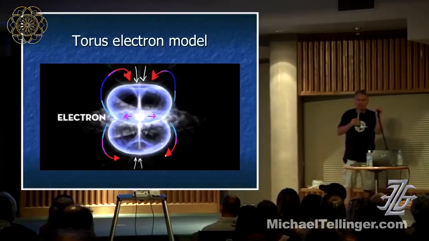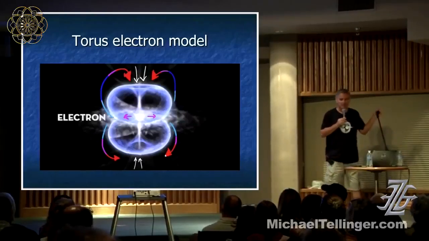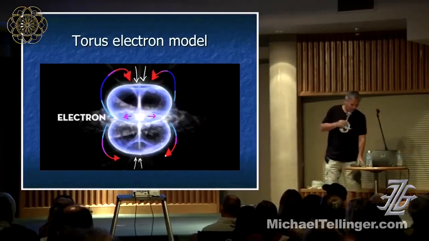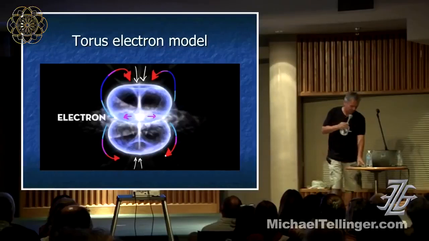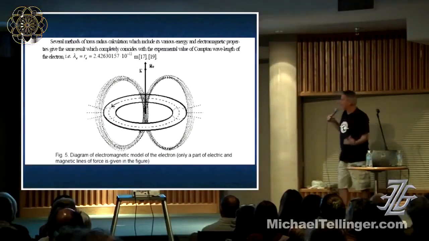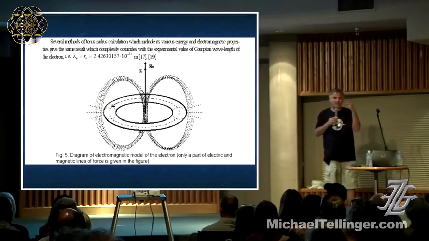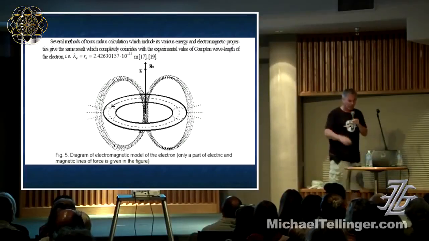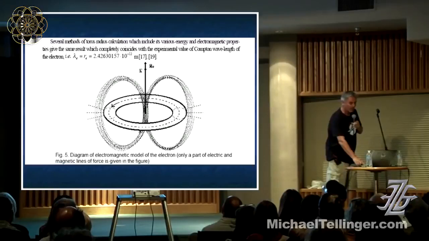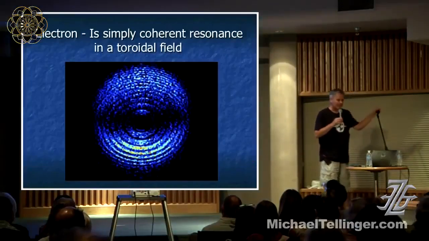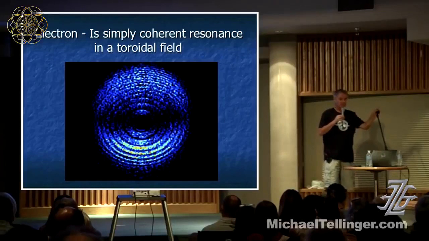The torus electron model, this is what an electron actually looks like. It's just a resonance field. Much brilliant work has been done by many brilliant researchers and scientists. Electromagnetic models and formulas have been thrown together that are consistent with the toroidal shape of an electron. An electron is simply a coherent resonance in a toroidal field.